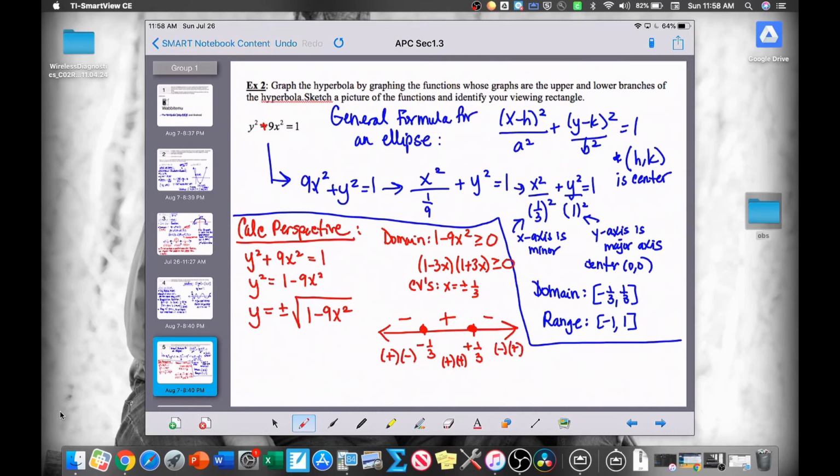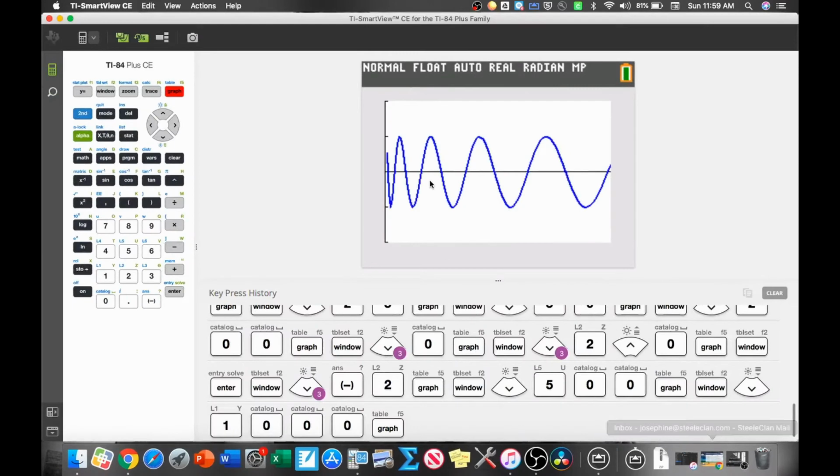And again, since I'm looking for the positive region, I can see that my domain is the same as what I determined before. So we still see the domain is negative 1/3, comma, positive 1/3. And then you can play with your y window on your graph to determine your y values. Okay? So now let's take a look at our graphing calculator and let's see what we can see.